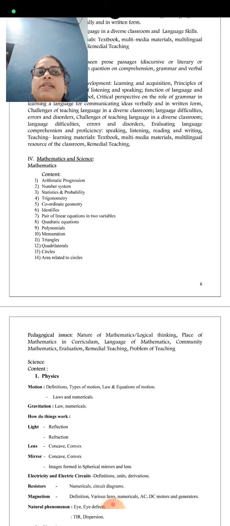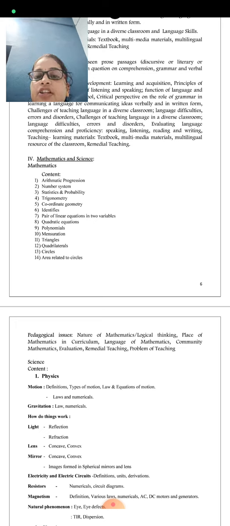Next one is identities. Identity is a basic concept of algebra topics. This is also very simple, but we have to take care with the signs, that is plus and minus. We have to be very sure in this chapter. Next one is a pair of linear equations in two variables. This is also an algebraic topic, and this is also very simple.